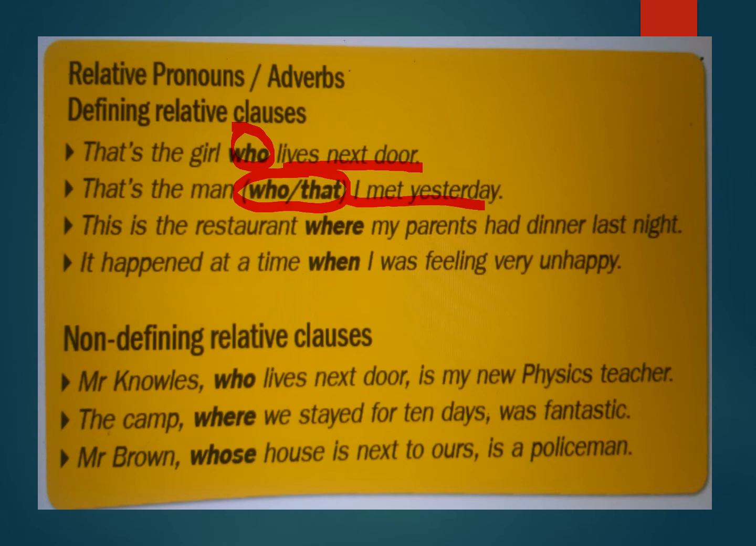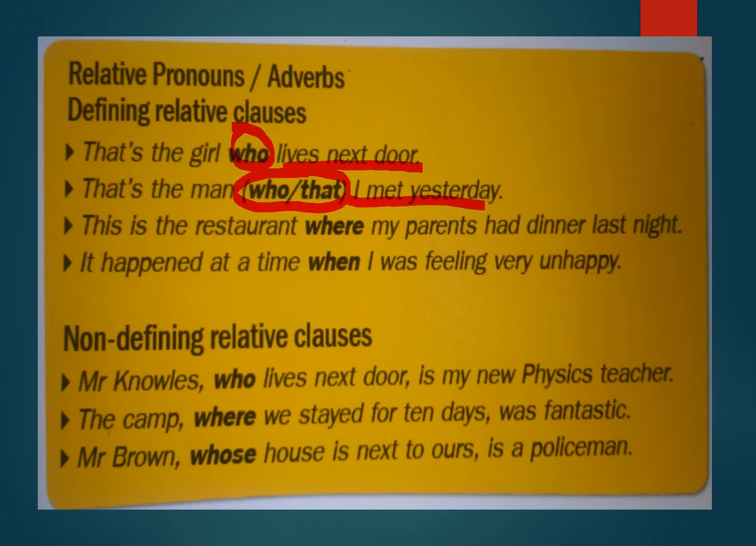This is a defining relative clause. What's a defining relative clause? It's like a clause that you cannot cross out. You cannot take it out of the sentence and still say the sentence. You cannot, for example, say, that's the girl. It's not a complete sentence. You have to say, that's the girl who lives next door. This means that if you cannot take it out, it's a defining relative clause.